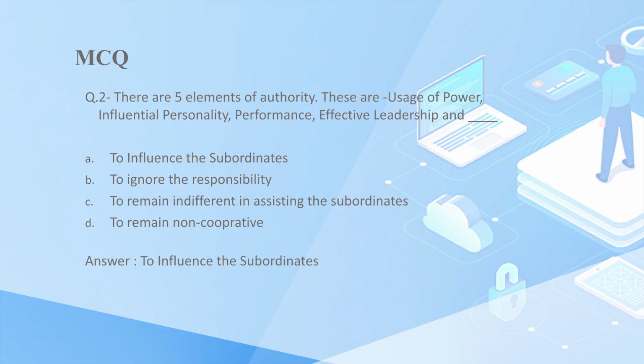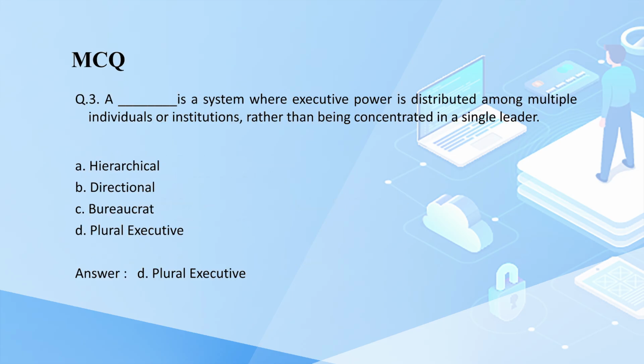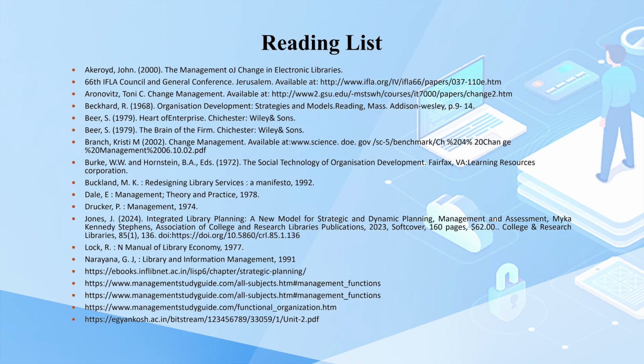Then MCQ 3: a dash is a system where executive power is distributed among multiple individuals or institutions rather than being concentrated in a single leader. The options are hierarchical, directional, bureaucratic, and plural executive. We know that it is a plural executive, because I told you the plural executive system is a very important system. There are a lot of reading lists I have given. If you go through all this reading list, you will learn a lot of things.